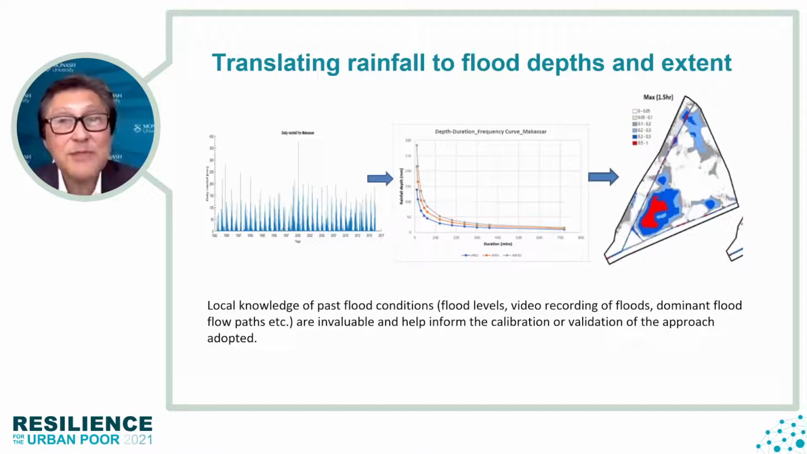Local knowledge becomes very important because it is actually local knowledge that will help us get assurance and confidence that how we translate rainfall information into flood information, flood depth information, has got to be validated. So working with communities, getting their experience in local flooding during recent events can actually help us validate this translation process.